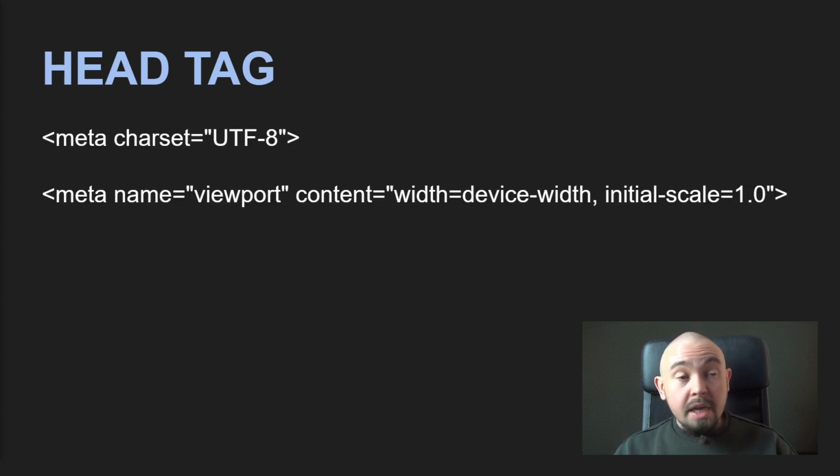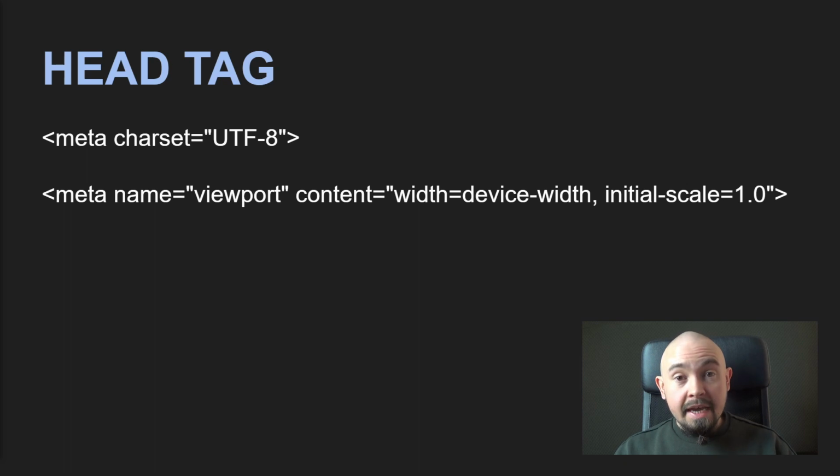Now let's move on to the second part of our meeting. What should we put in the head of our website? The first tags that should appear on our website are these two meta tags. The first is charset UTF-8, which is a character encoding system containing local characters for most Western alphabets.